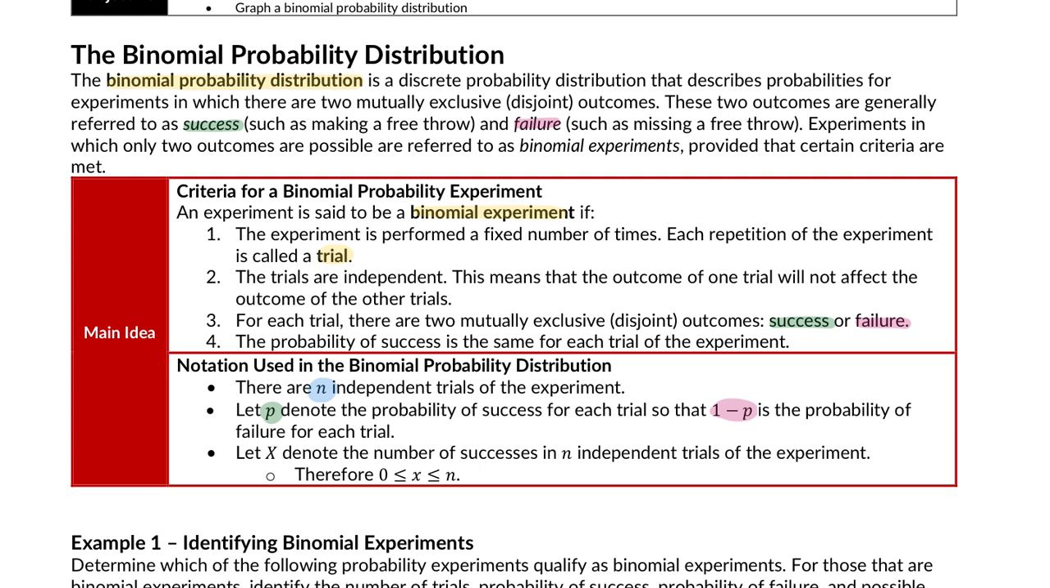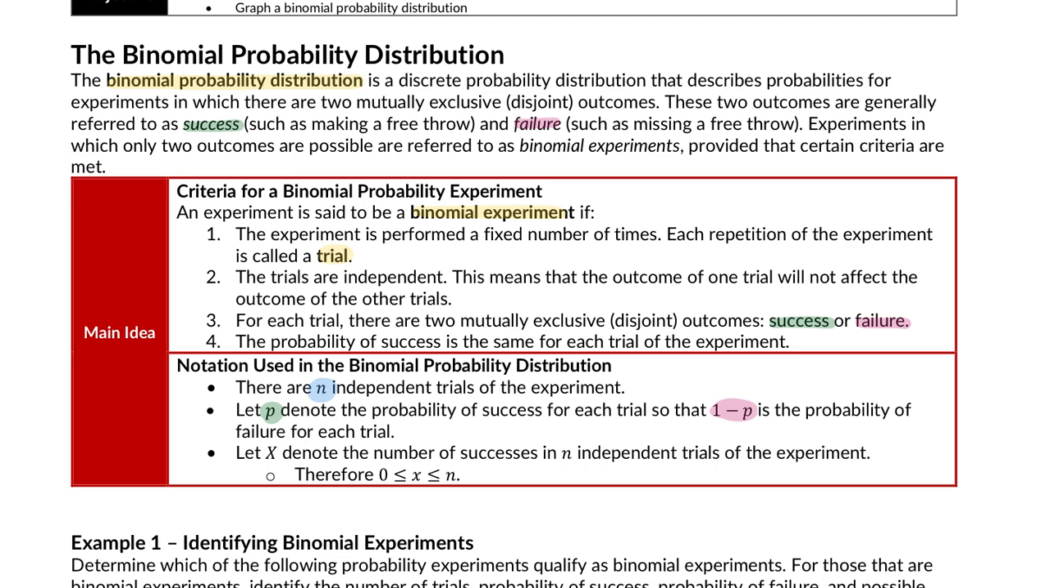If capital X denotes the number of successes in n independent trials of the experiment, then that means that each option will be between 0 and n. So if you're shooting 10 free throws, you will get somewhere between 0 and 10 free throws in as a success.